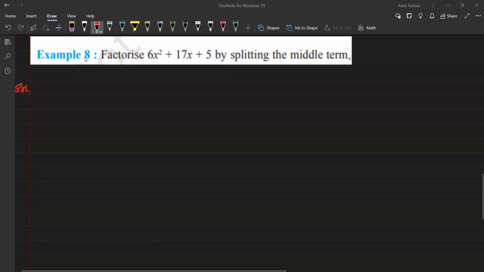Okay. Let me do it. No worries. So the question is that the polynomial is given and you have to split the middle term. Let's proceed with this. The polynomial is given as 6x square plus 17x plus 5.